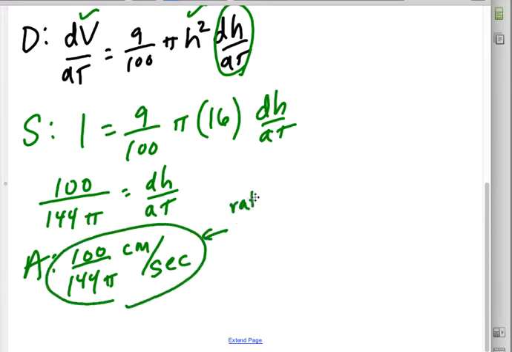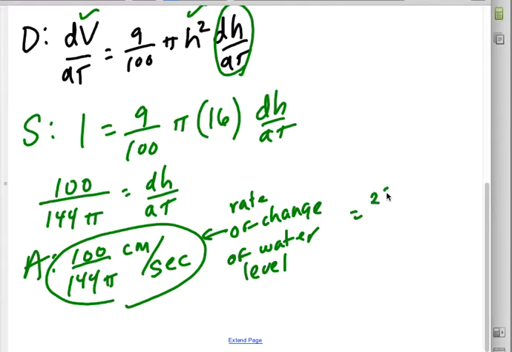So rate of change of the water level, right? And it makes sense that it's rising because the volume of the cup is increasing. Again, if you want to simplify the 100 over the 144, you certainly can cancel a 4. If you canceled a 4, you'd get a 36 on the bottom and a 25 on the top. So if you did this, that would also be right. I'm just lazy.